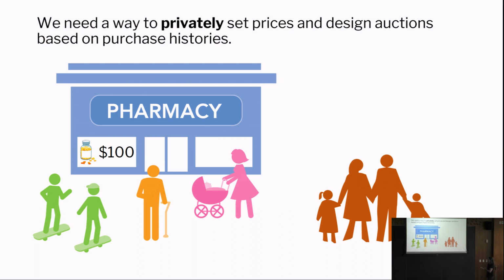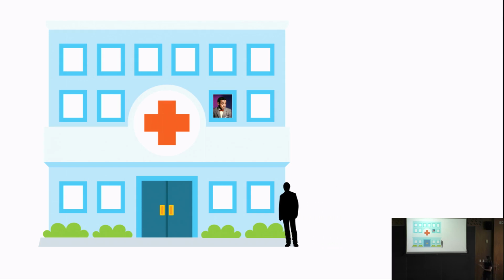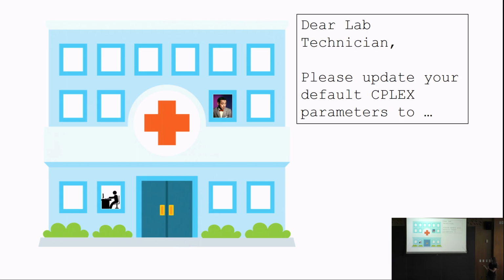Now I'm going to give an example of privacy leaks in an algorithm configuration and parameter tuning scenario. Parameter tuning is a huge topic of research in machine learning these days. So suppose you're a lab technician and you're going to work, and on your way you notice that a celebrity has just checked into the hospital. So you go to work, and that's you at work, and you get a memo, and it says, "Dear lab technician, please update your default Cplex parameters to something."